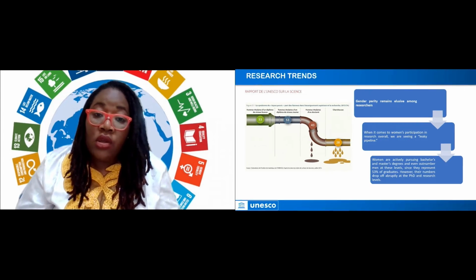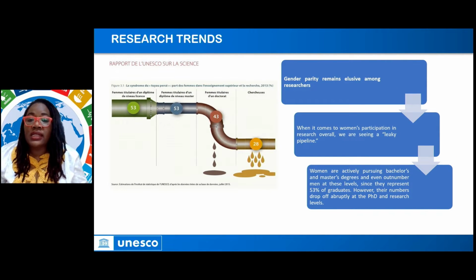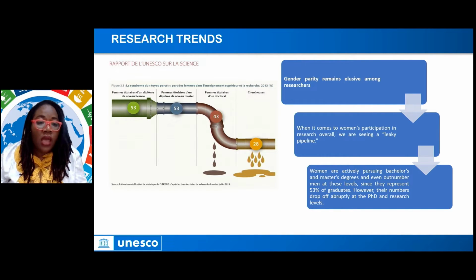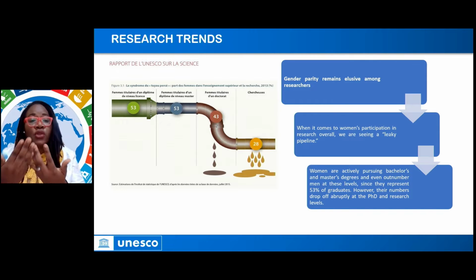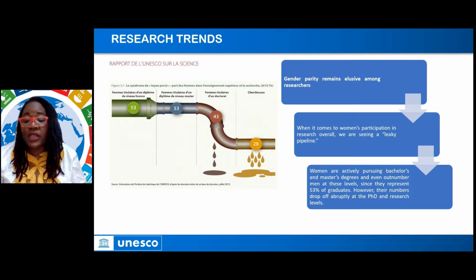Looking at the trends in research, we can see that parity between genders among researchers is a difficult goal to reach. As far as parity in research in general, there's the leaky pipe syndrome, as you can see in the graphic. Women who have a degree are 53% masters. Again, and then still there are women, but the higher you go, when you arrive at the doctorate level, there's a drop. That's at 43%. And in research per se, it's fallen to 28%.